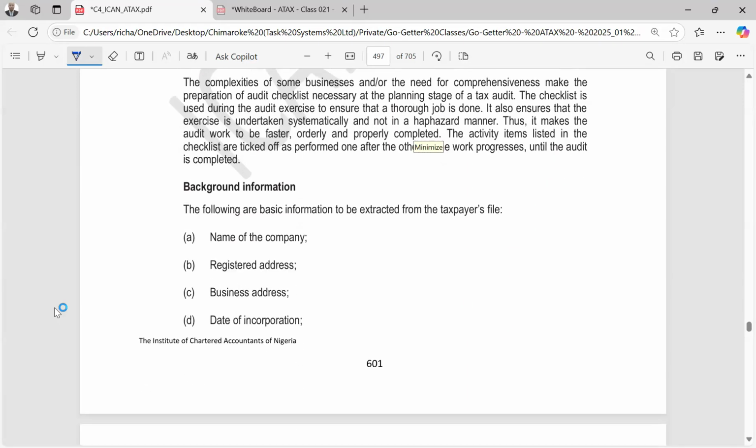Then we have background information. We need to know the name of the company. We also need to know the registered address. There's a difference between registered address and business address. The registered address is the address you give the CAC people. The business address is where you are actually operating from.